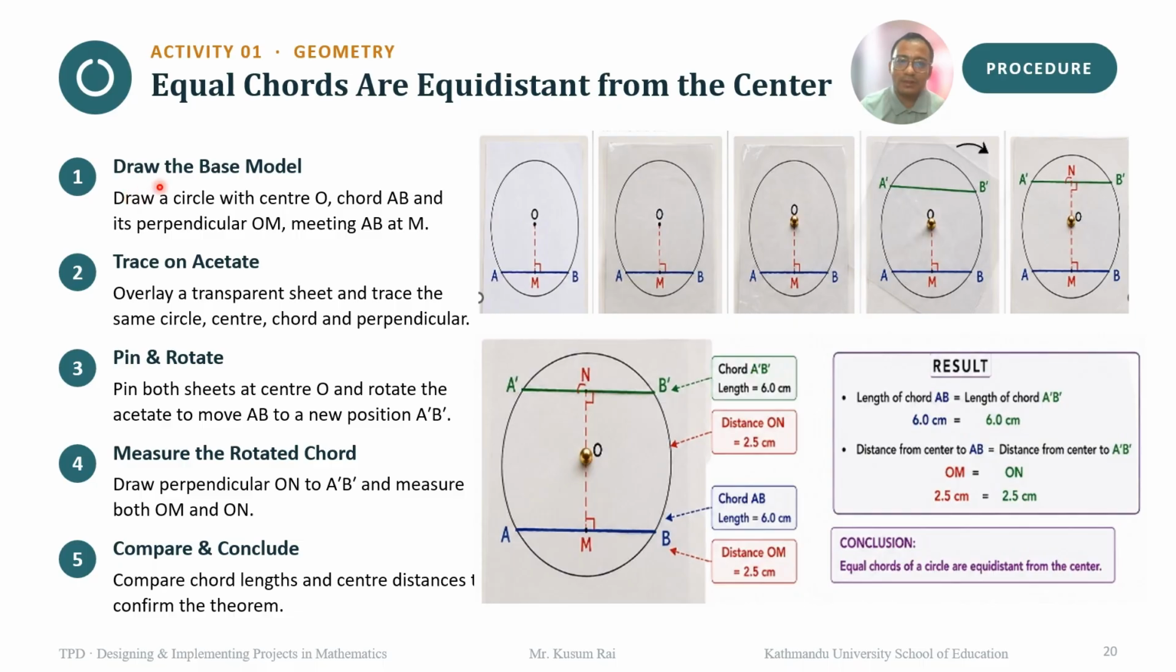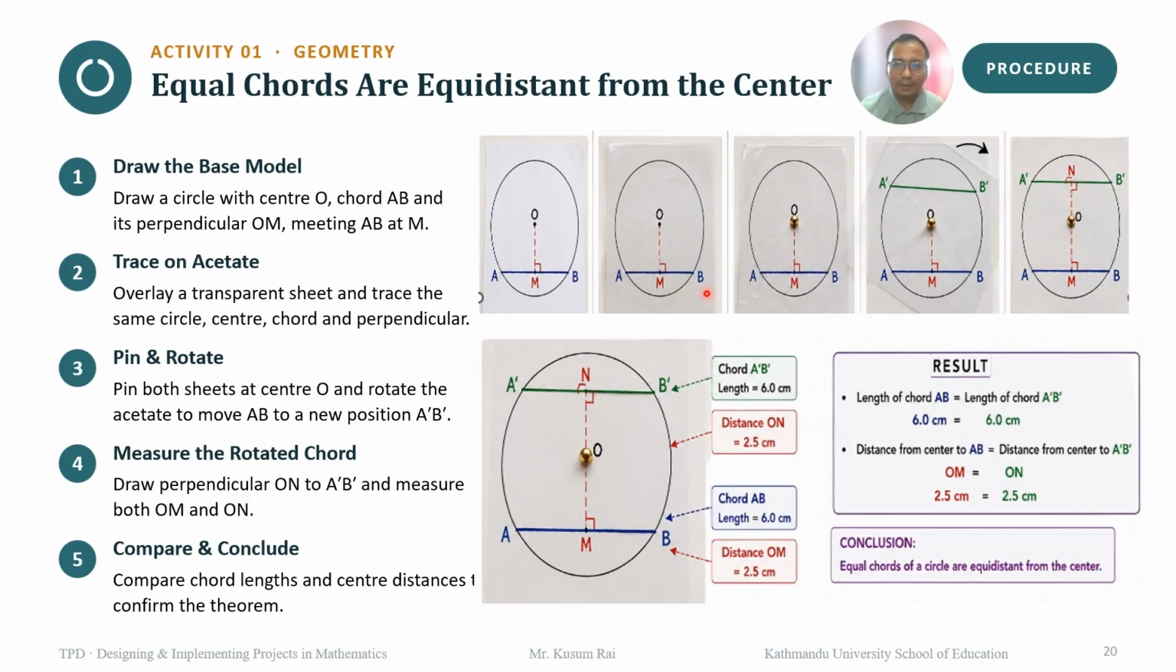At first, draw the base model: draw a circle with center O and chord AB, and its perpendicular OM meeting AB at M as the midpoint. We can construct this on A4 size hard paper. After that, trace on acetate or transparent paper: overlay a transparent sheet on the drawn sheet and trace the same circle, center, chord and perpendicular, like here.